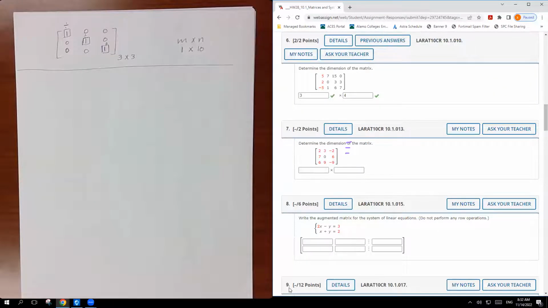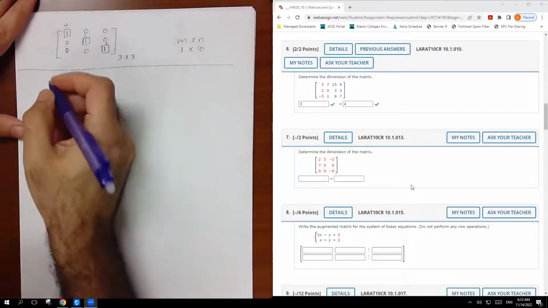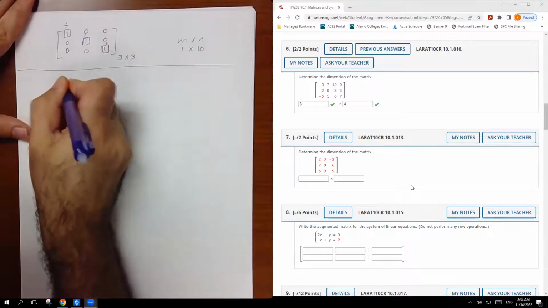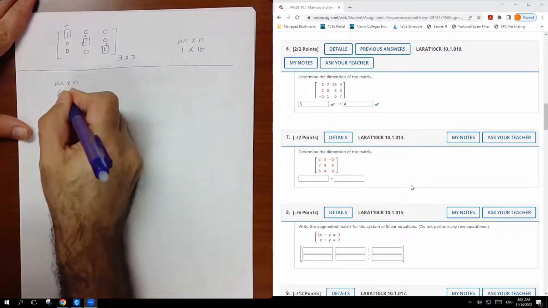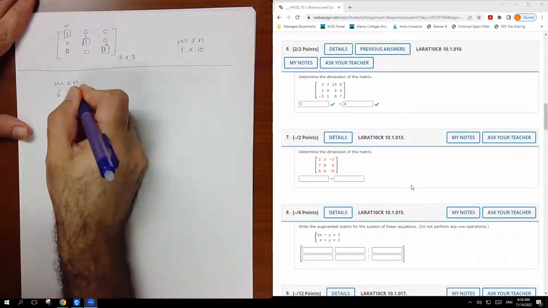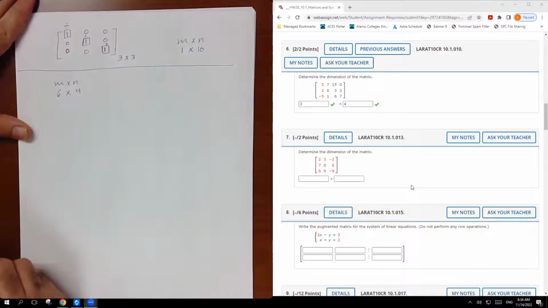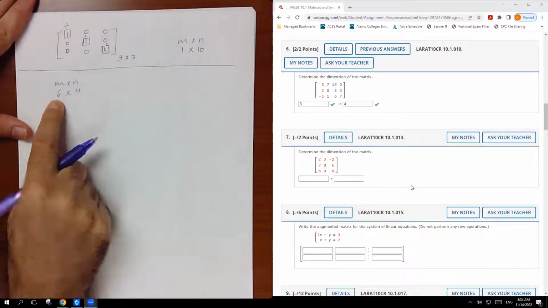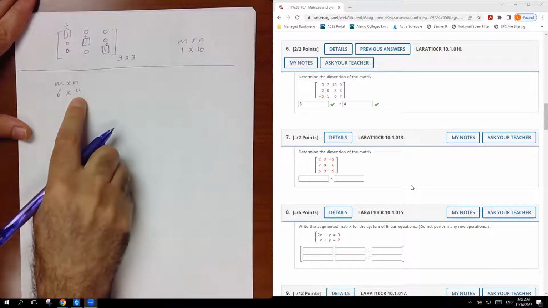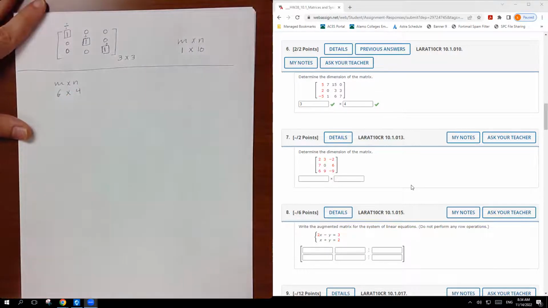Example 7. We're going to do the same thing. Write down a matrix with dimension 6 and 4. So how many rows do you have? You have 6 rows. And how many columns? 4 columns. I didn't ask you which numbers you're going to choose. I just need you to write down a matrix.